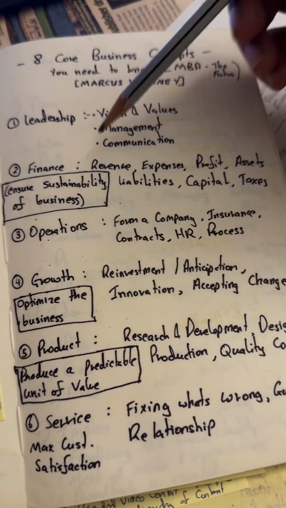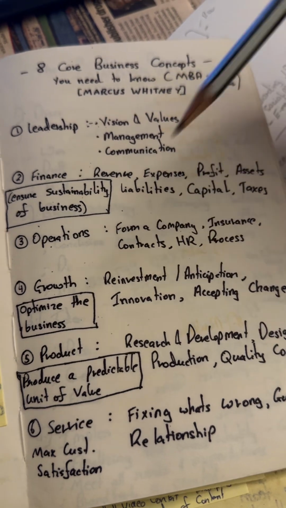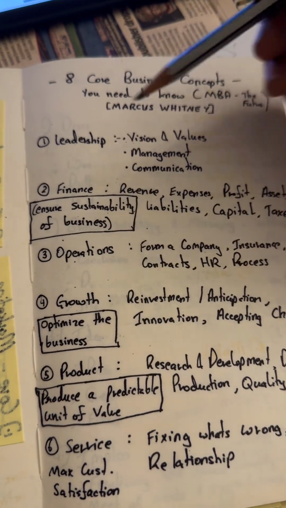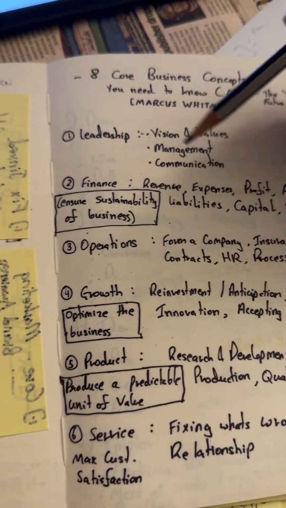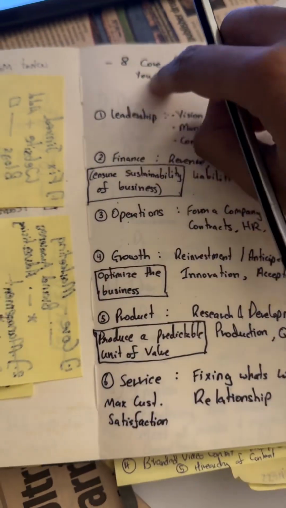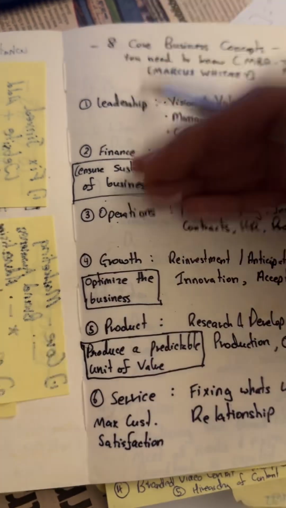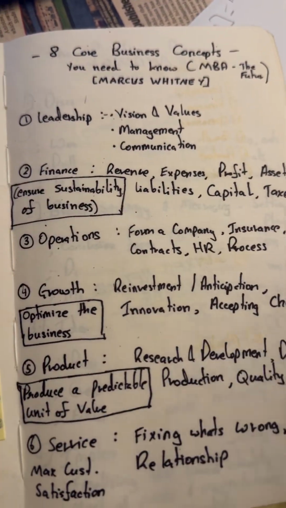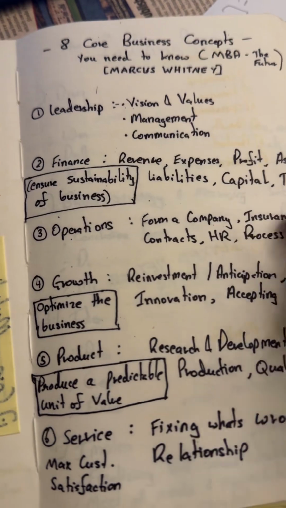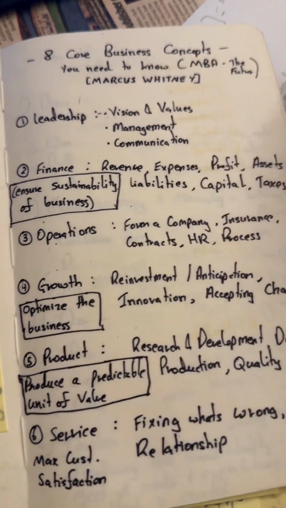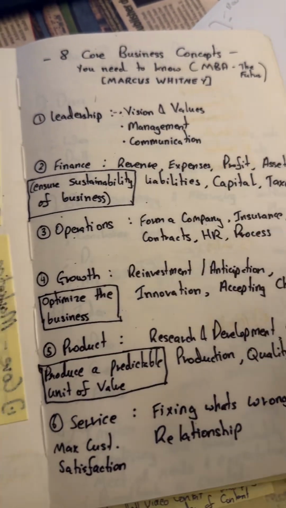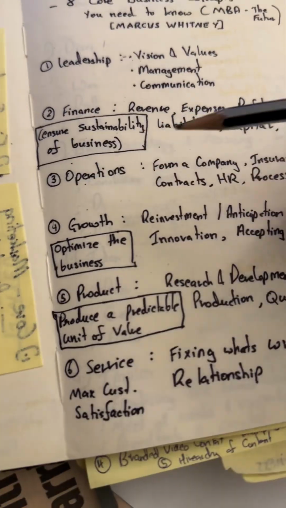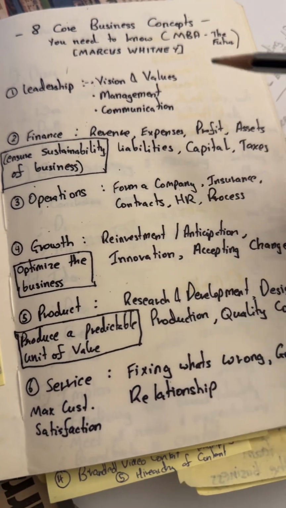Finance is everything to do with revenue, expenses, profit, assets, liabilities, capital, taxes. Finance is basically your CFO. They ensure sustainability of the business, and this is, by the way, in hierarchy, how it should be. Leadership, finance. Operations is everything from forming a company, insurance, contracts, HR processes, which is basically your SOPs, how to exactly deliver the product or the service, or how to create the product.